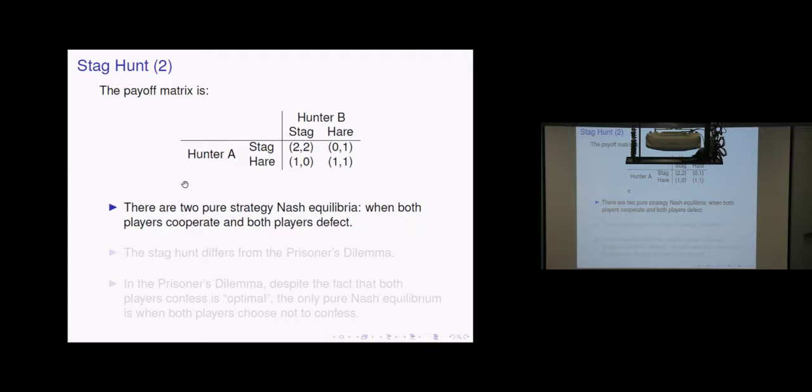Now, this 1-1 is also an equilibrium, because nobody wants to move away. For example, suppose we are here at 1-1. Does player A want to move away? If he moves away, the other one remains, then he gets nothing, because it takes 2 persons' effort to get a stag. The other one is chasing the hare. So he doesn't want to move away, and the same for B. So we have 2 equilibriums: one is at 2-2, the other one is 1-1.